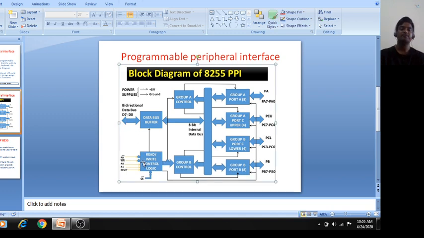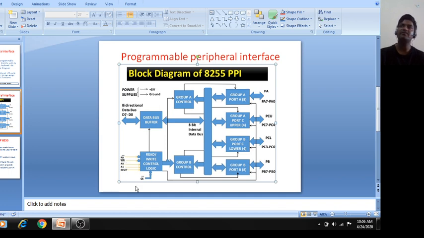And most important, the read write control logic. The remaining 6 signals, RD bar, WR bar, A0, A1, reset, and CS bar, are connected through the read write control logic. Now CS bar. What is the significance of this CS bar? In every IC there is one chip select signal, and you have to enable it. Without enabling the chip select signal, you cannot operate that particular IC. When CS bar equals 0, 8255 will operate, otherwise not.